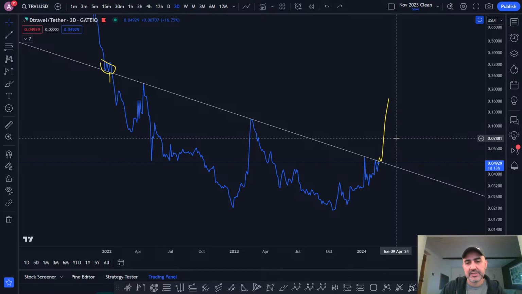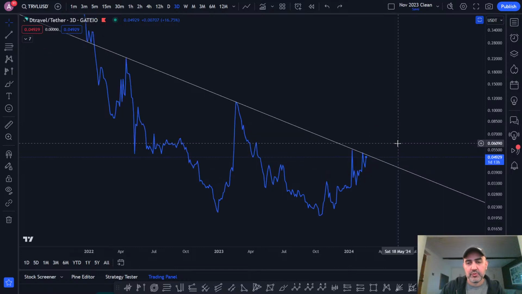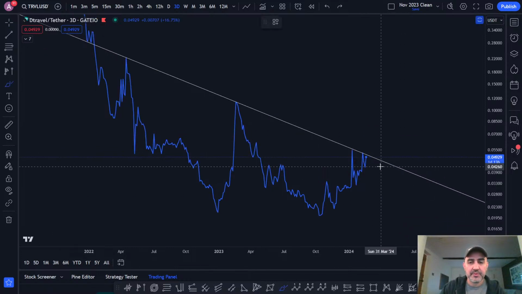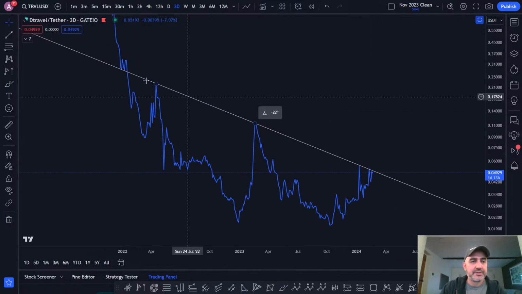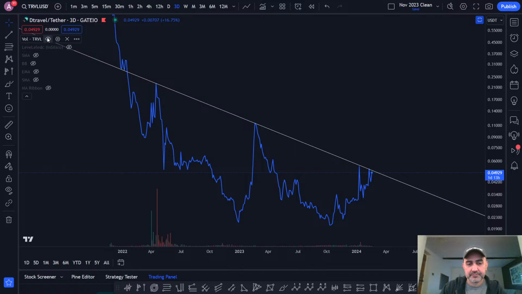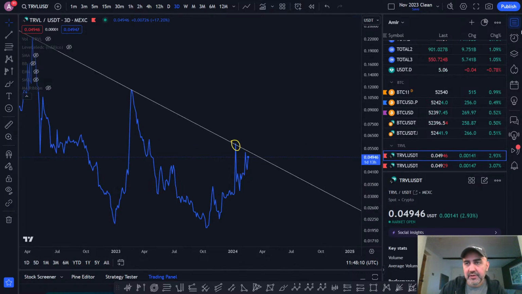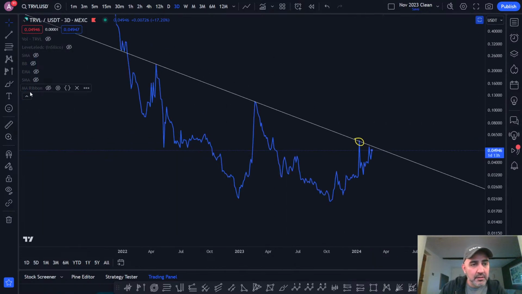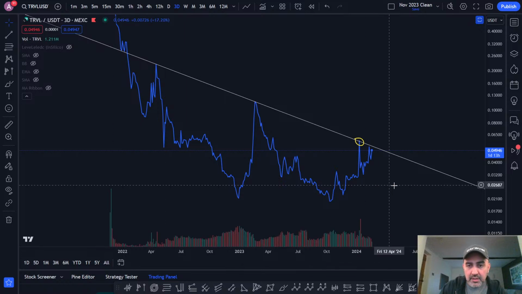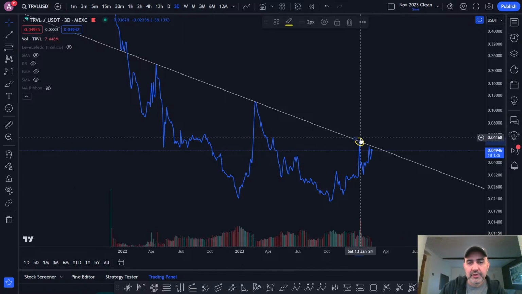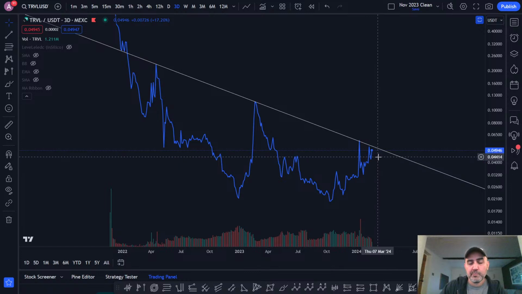There's something really interesting. Whatever happens, I think we need volume to get through that line. That's going to give people confidence about the break. So Gate isn't really showing good volume. Let me have a look at MEXC. Yeah, I do feel like we need a little bit of volume to get through that line.